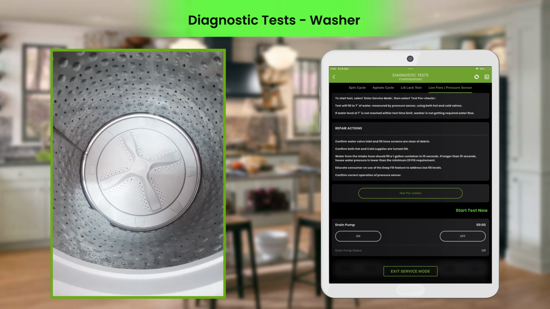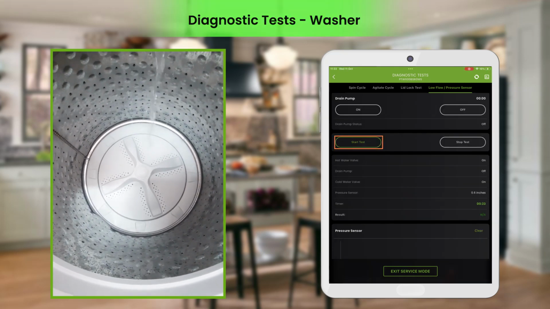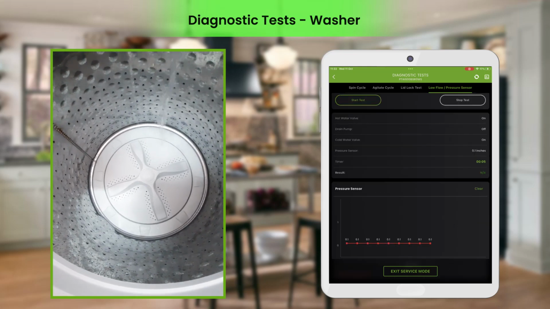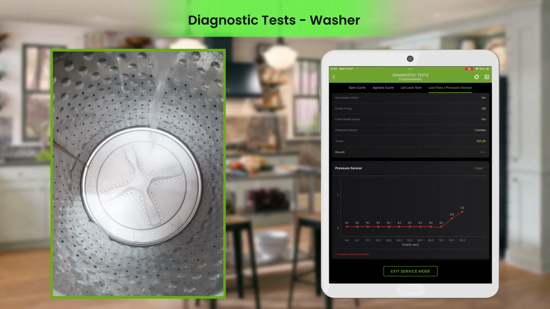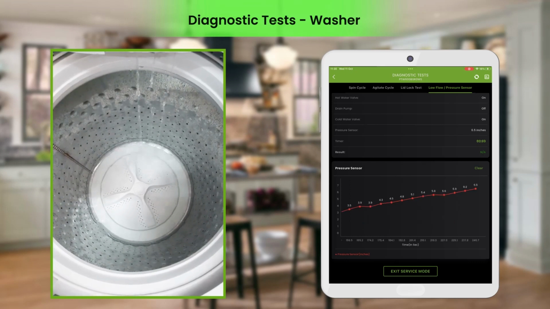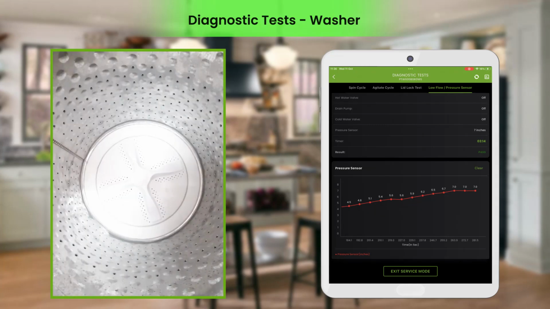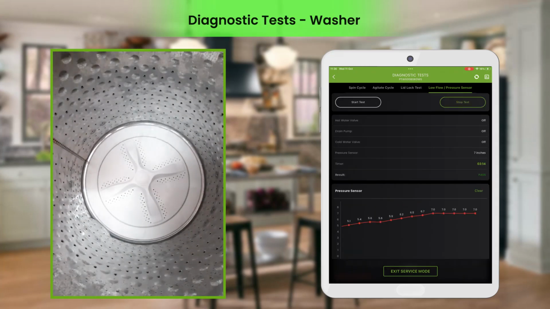To perform the low flow test, click Test Pre-Checks and then click Start Test. This test verifies how much water is entering the tub of the washer in a given time. The graph indicates a change in water pressure as the tub of the washer fills. A water level of 7 inches is required within the test time limit to pass the low flow test.